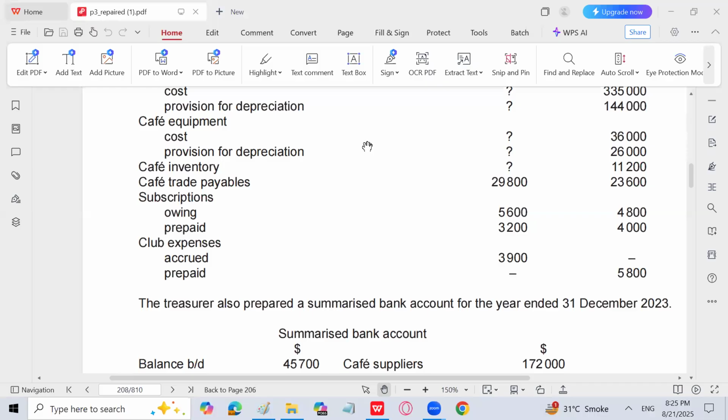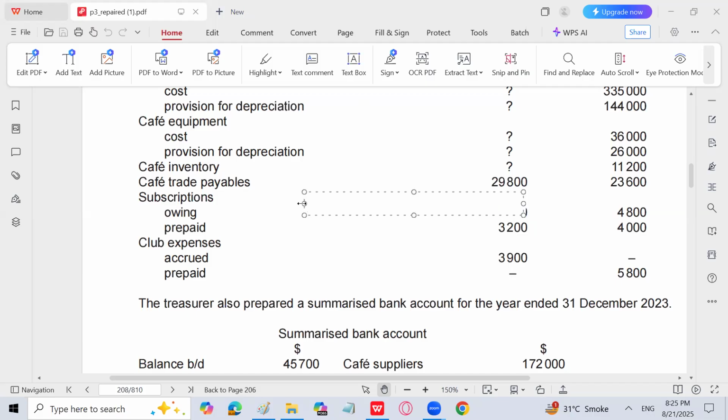Net is creating a little problem, but no worries, we can do that. So we need to calculate the charge for the year, for the current year actually. Right? So remember, we need to calculate the current year depreciation on the cafe equipment. For that, we know that the depreciation on cafe equipment is currently 26,000.